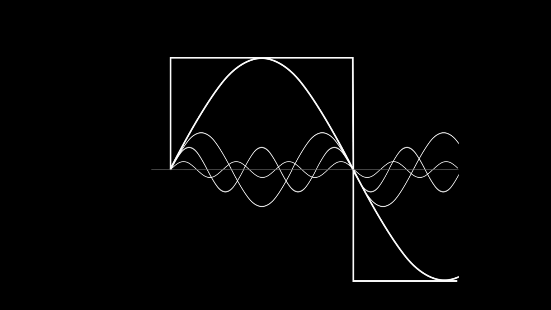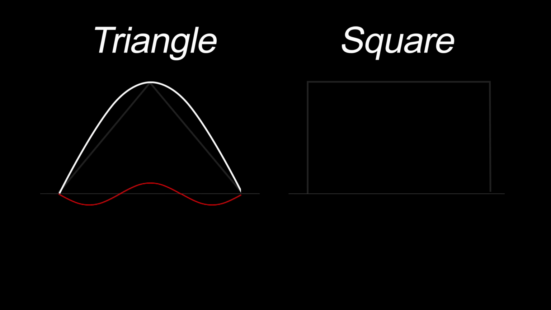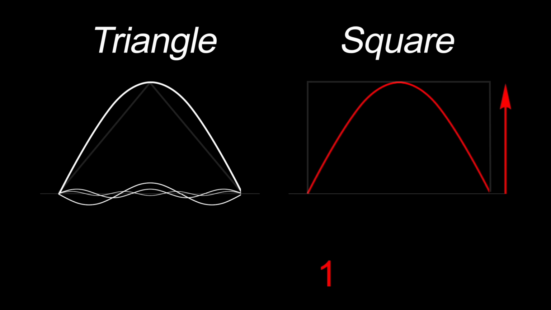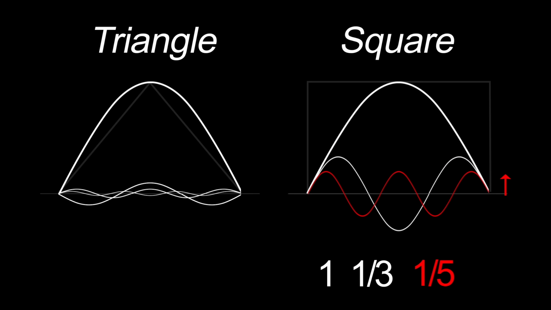There's another difference between square and triangle waves. The harmonics of triangle waves fall off faster than square waves. With square waves, the amplitudes of the harmonics decrease with the harmonic number. So if my fundamental has an amplitude of 1, the third harmonic is a third as high, the fifth is a fifth, and so on.